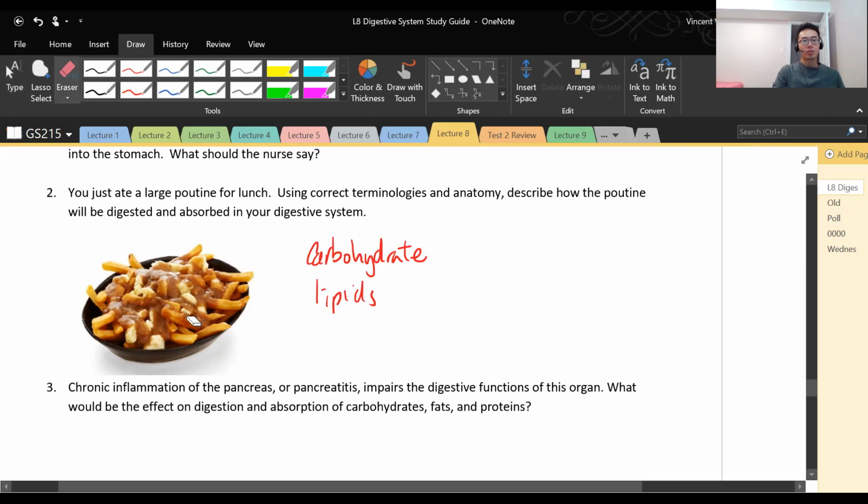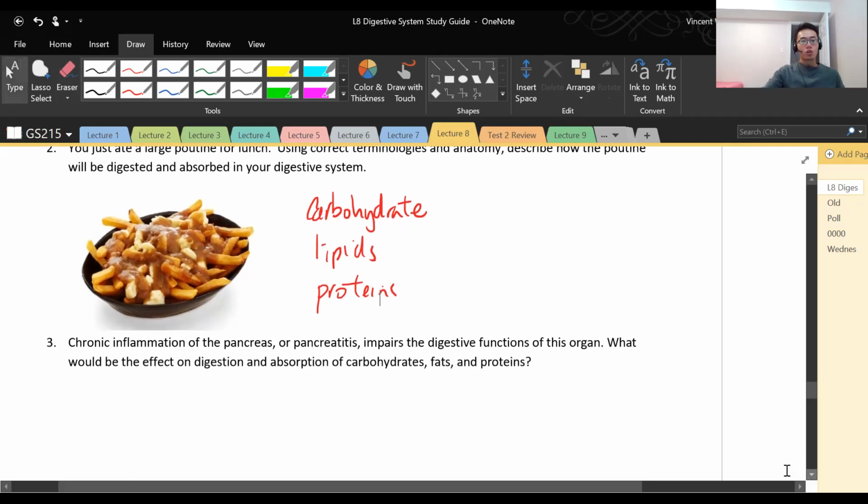And if you put cheese on your poutine, which actually usually is the case, then you would have the proteins as well. Okay, so basically this question is asking you how we break down these things, right? So carbohydrates, we start breaking it down in the mouth, right, with the saliva, and so on and so forth. I think you will be able to describe this just by looking at the notes.